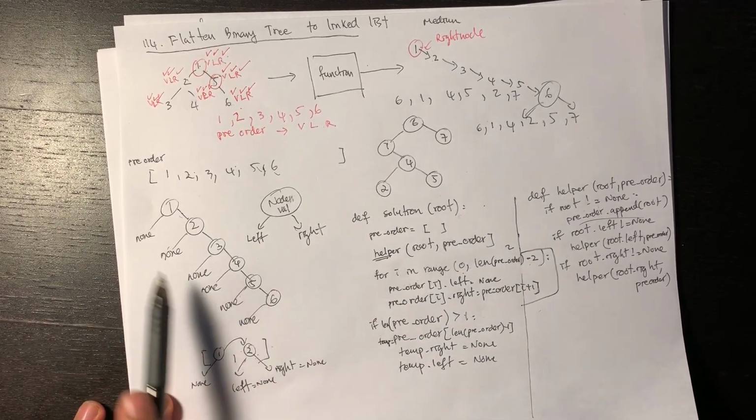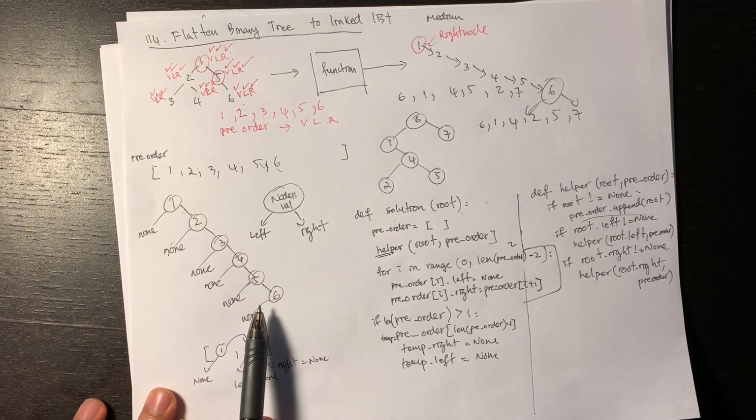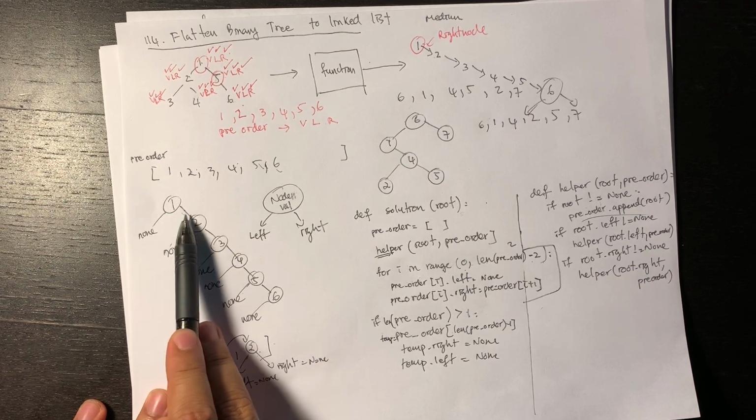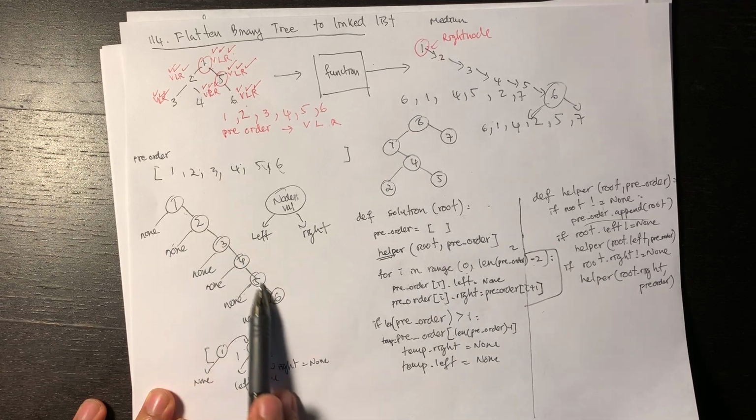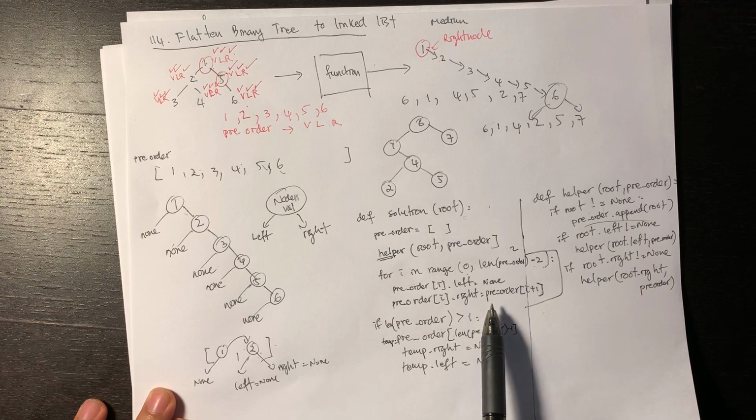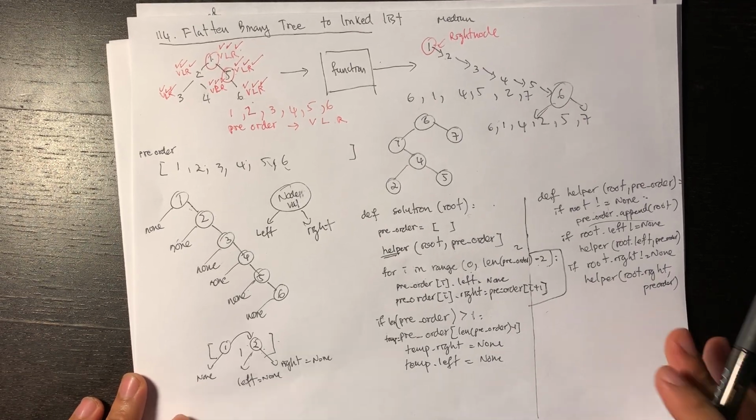So in this case, it would visit 1, try to go left, visit 2, try to go left. So it would store 1, 2, 3, 4, 5, 6 in the list, and in this order it will set everything to none. I think this looks alright.